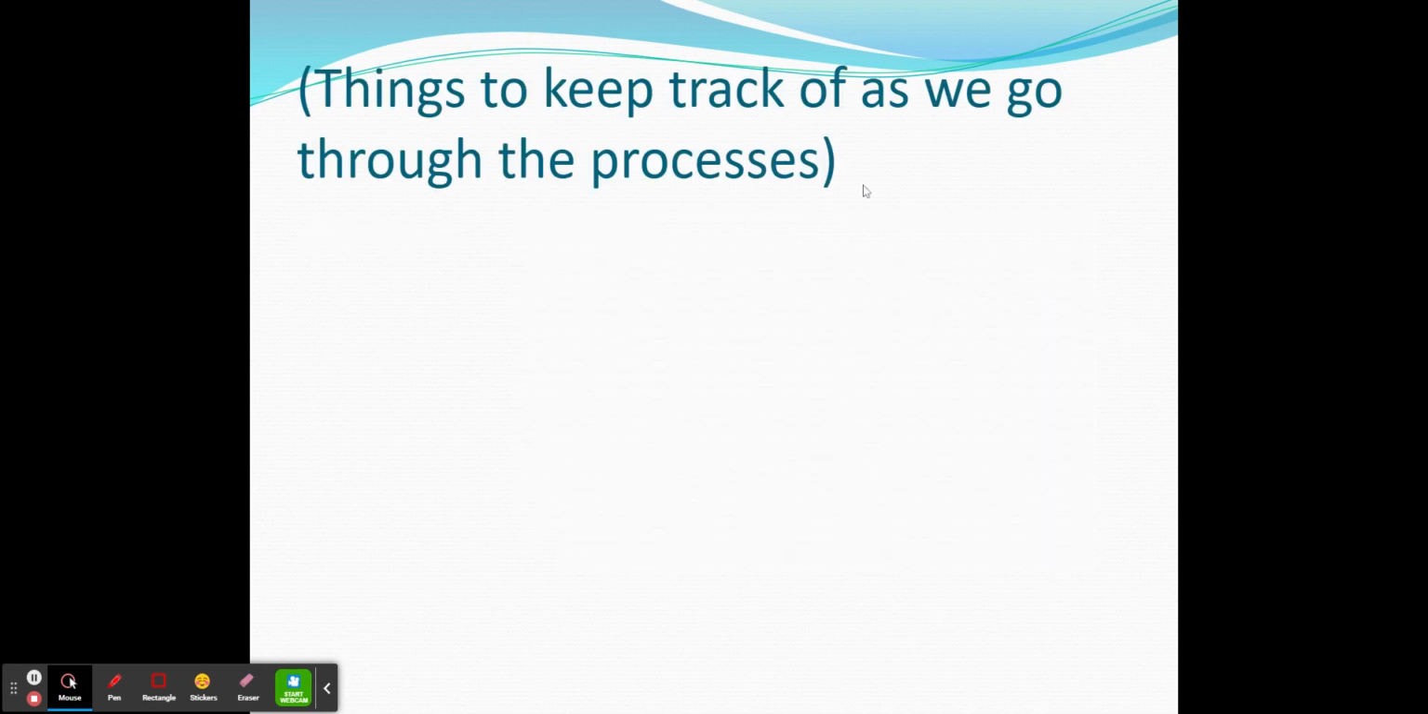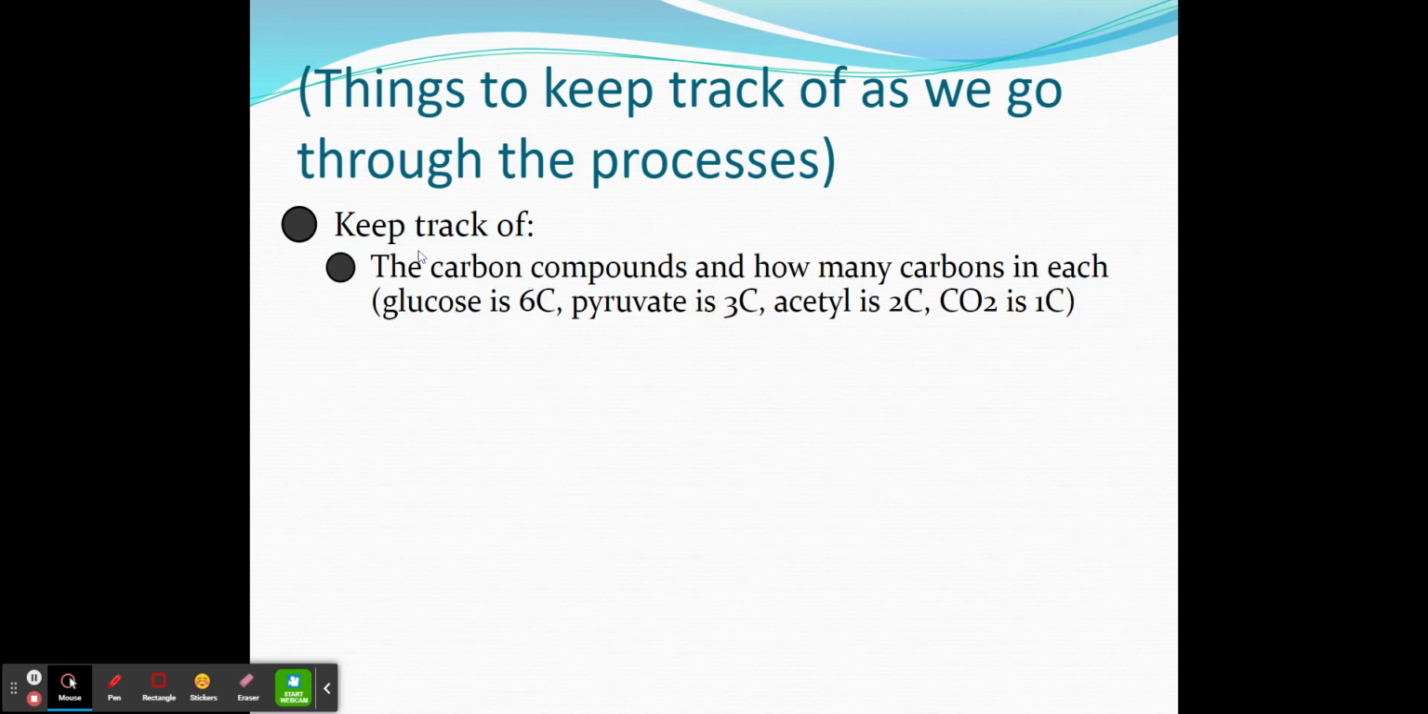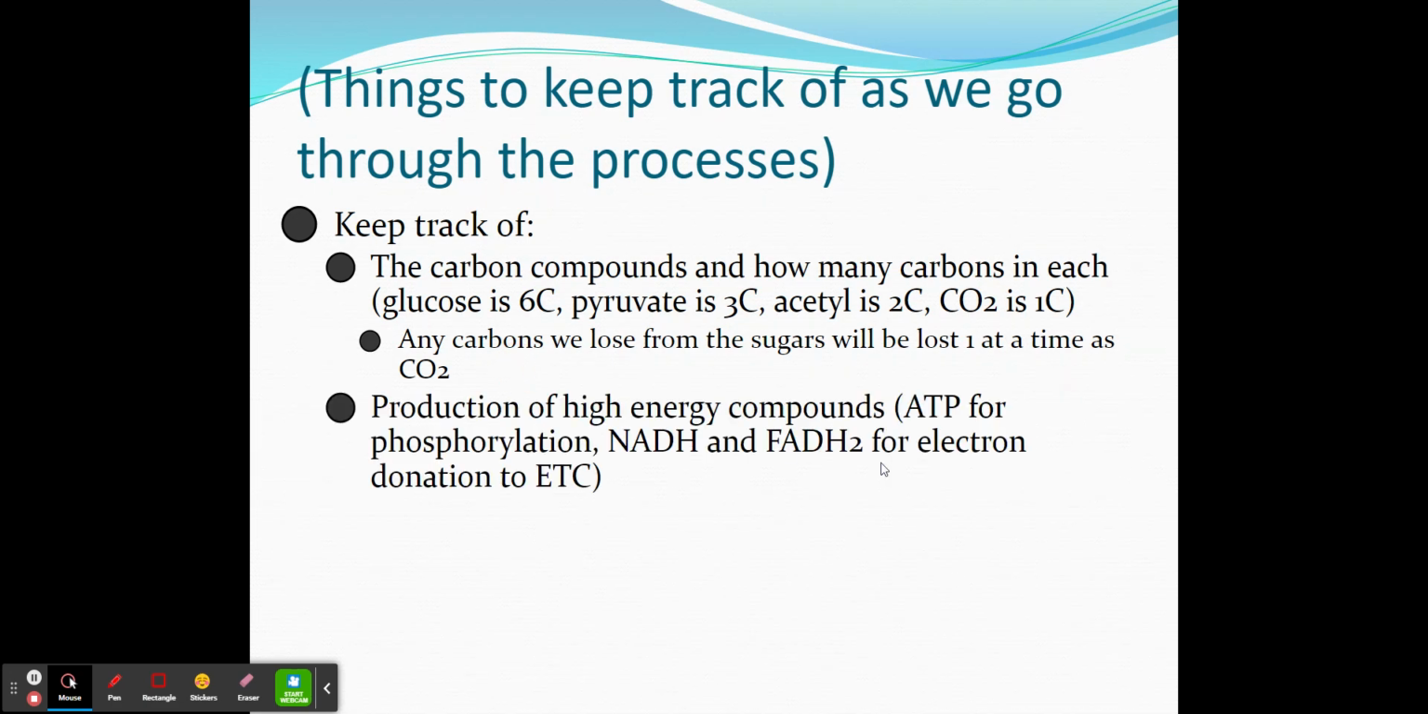Okay. All right, so as we get into the 5 steps, the GLKEC of cell respiration, we need to keep track of how many carbons. And we're going to use this shorthand 6C for 6 carbons, 3C. We're going to keep tearing carbons apart, and CO2 is the final resting place of those carbons. So we're going to lose carbons one at a time as CO2, and then that goes to your lungs to be breathed out.